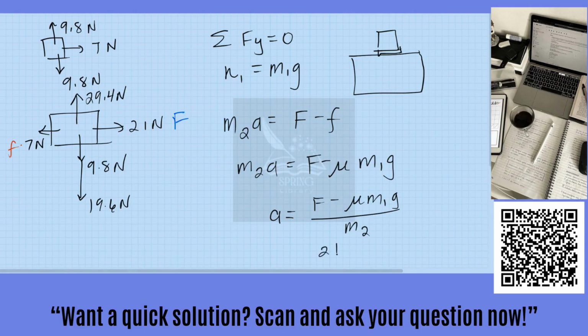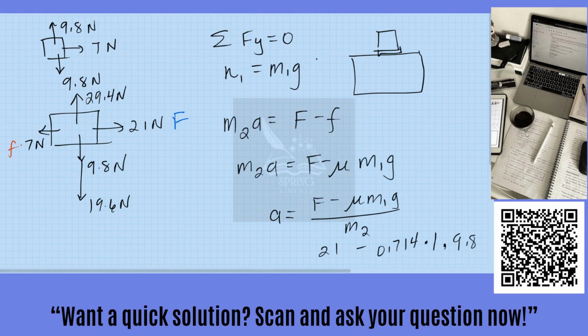So the force is 21. For this to work, mu would have to be 0.714 based on the friction and what the normal force of N1 is. So this is minus 0.714 times the mass of 1, which has to be 1, and then g is 9.8.